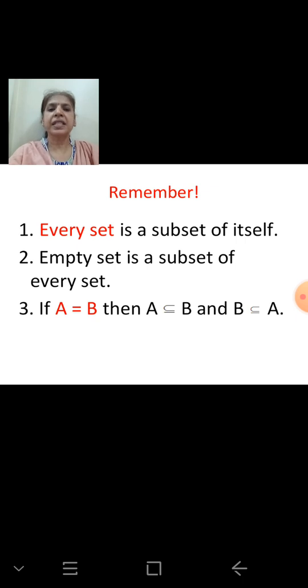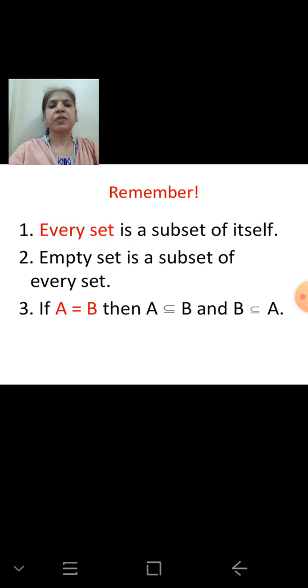Now here we have to remember some things. Every set is a subset of itself. For example, set A is a subset of set A. Empty set is a subset of every set. If A is equal to B, it means both the sets are equal sets. Then we can say A is a subset of B and B is a subset of A.